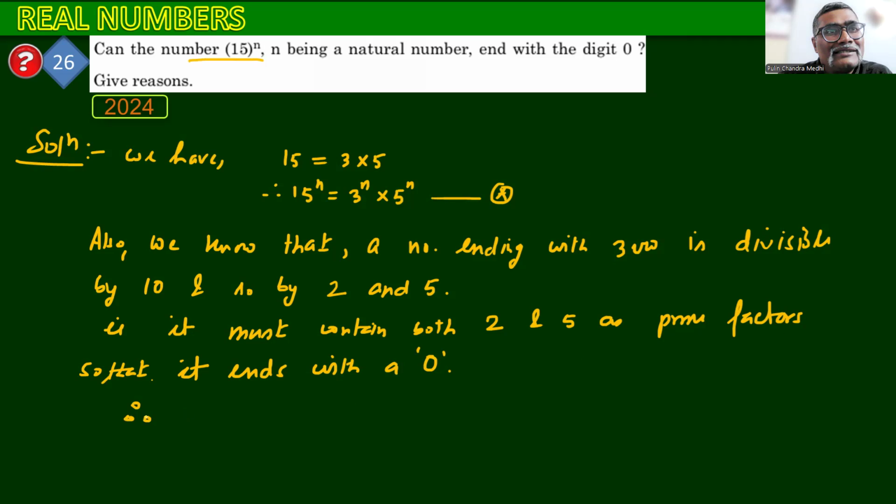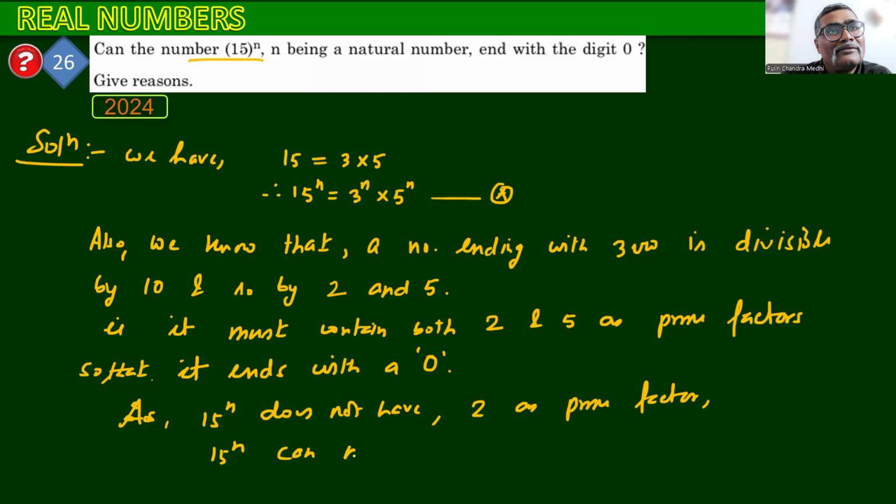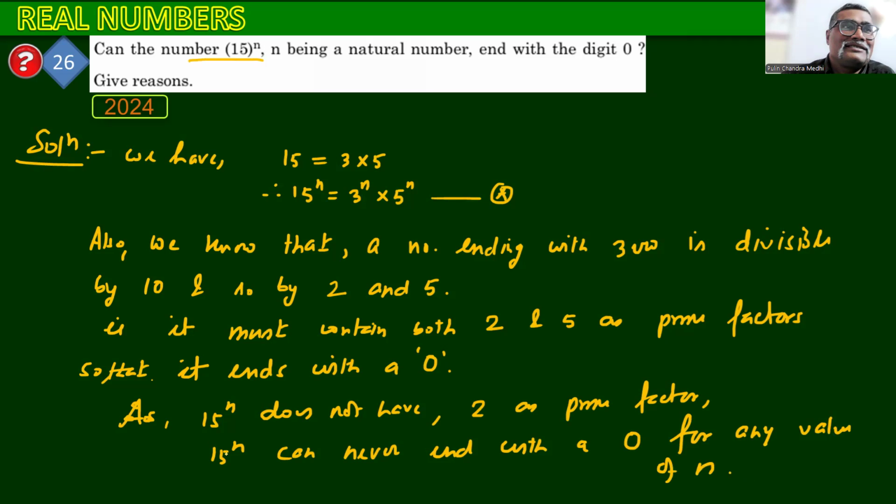Therefore, as 15 to the power n does not have 2 as a prime factor, 15 to the power n can never end with a 0 for any value of n. That's it. That's a good question.